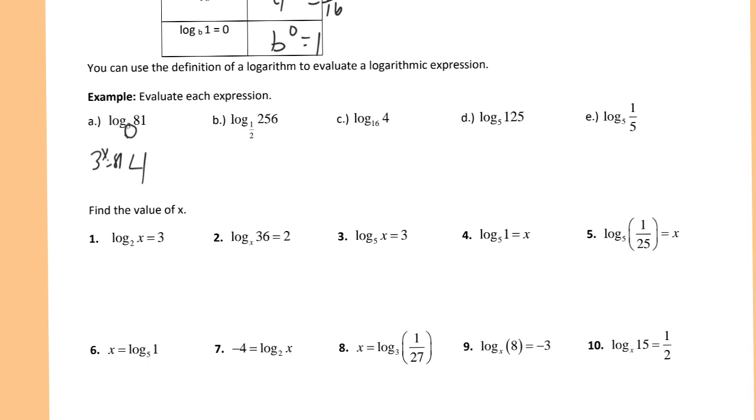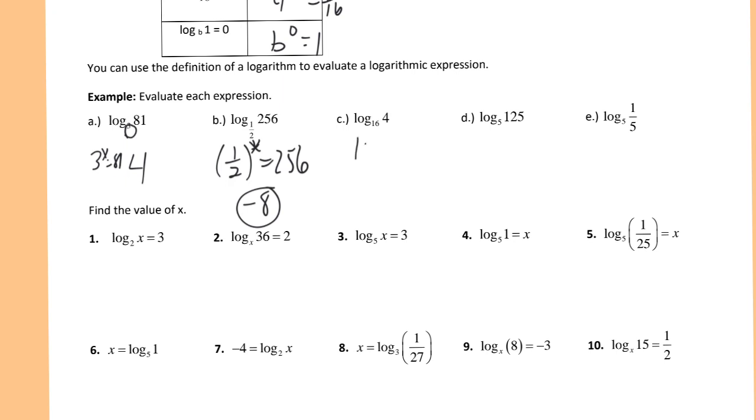Same with this one, 1/2 to what power? X equals 256. You're like, I don't know. Well, a half is a fraction. We have to not make a fraction, so we have to make it negative. And then you can try it on, and it's going to be -8. Why? The negative flips it over, the 8 raises it to 256.